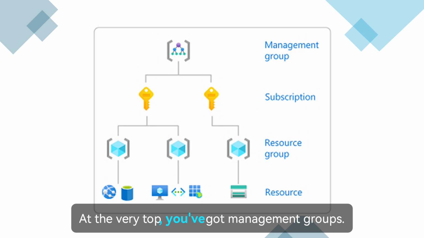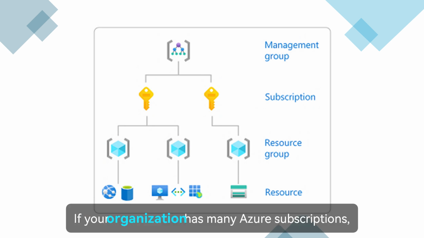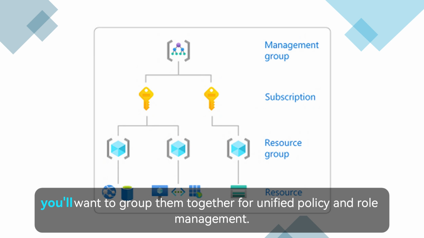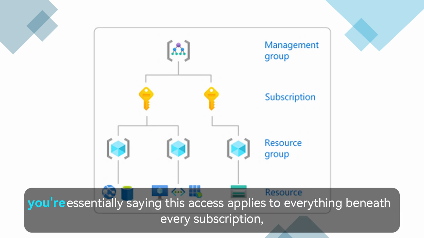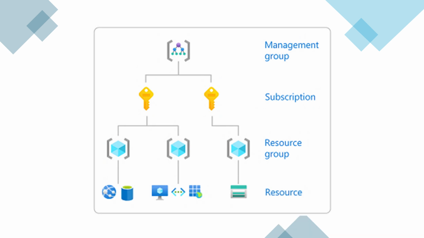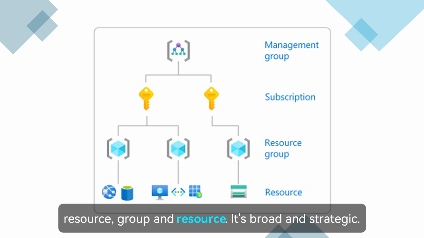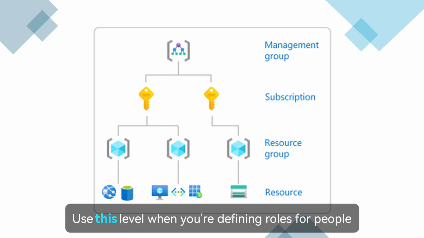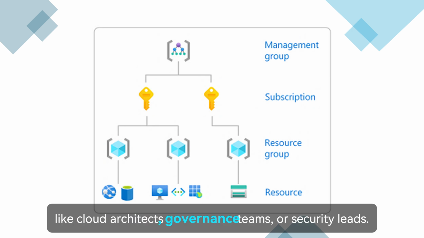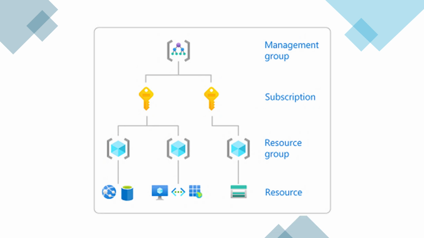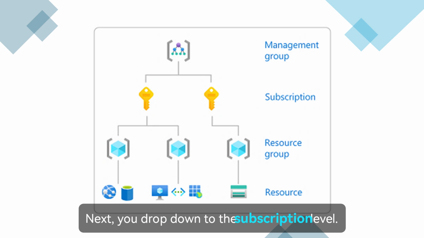At the very top, you've got management groups. If your organization has many Azure subscriptions, you'll want to group them together for unified policy and role management. By assigning a role at the management group level, you're essentially saying, this access applies to everything beneath, every subscription, resource group, and resource. It's broad and strategic. Use this level when you're defining roles for people who need enterprise-wide visibility or control, like cloud architects, governance teams, or security leads.